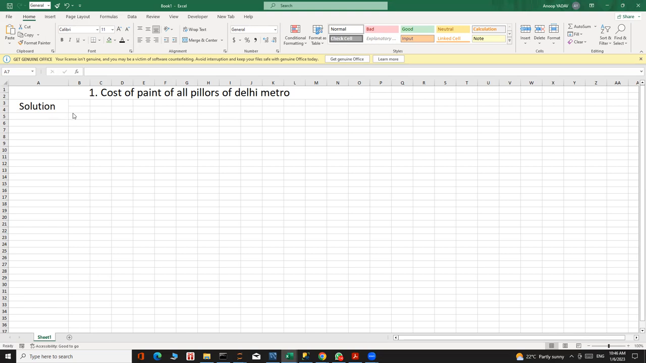First, try to solve it. Total number of metro lines. Let's visualize the total number of metro lines. Or how can we assume it? First, we will see the area of Delhi. The area of Delhi is about, we will assume the length is about 50 kilometer.